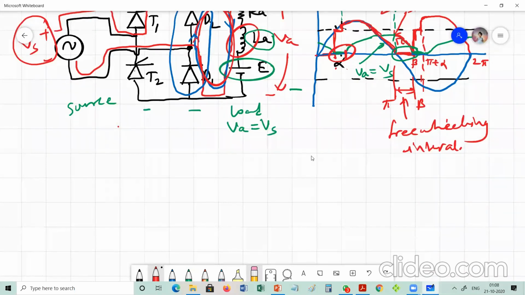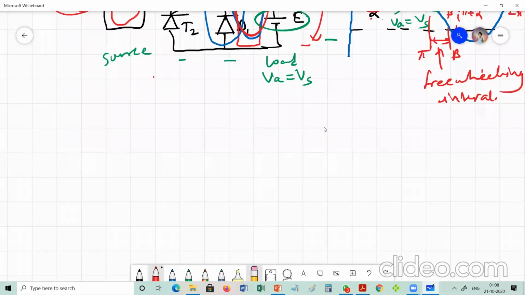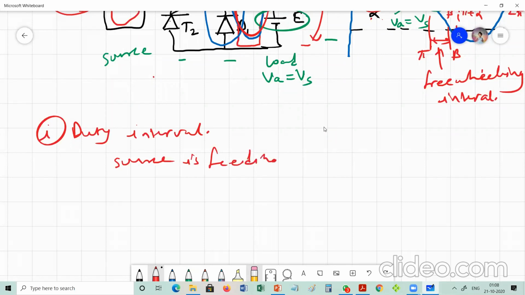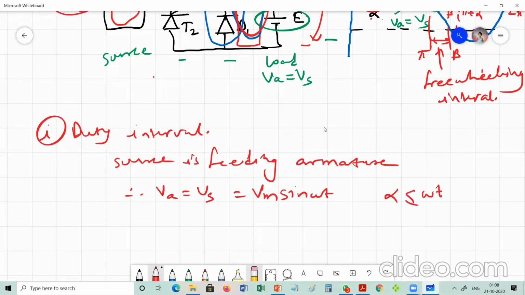So we can write the voltage equations. First is the duty interval. For the duty interval, the source is feeding the armature, therefore armature voltage is equal to input voltage Vs, equal to Vm sine omega t, and the duration is alpha less than or equal to omega t less than or equal to pi.